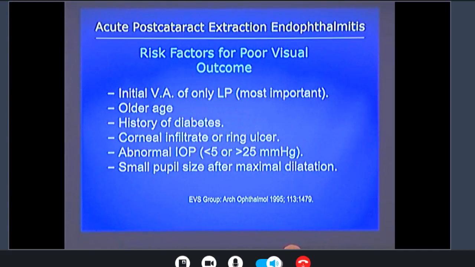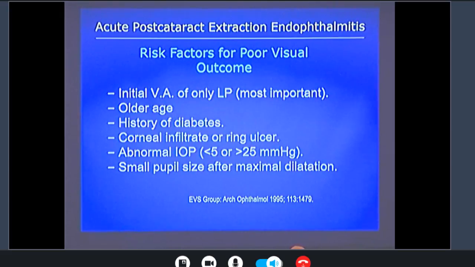Now, there are several studies that looked at the risk factors for poor visual outcome in patients with endophthalmitis. If you have initial vision of only light perception, this is a predictor of poor outcome, and this is the most important predictor of poor outcome, poor initial vision, light perception only. Older age, history of diabetes, corneal infiltrate or ring ulcer. You know, corneal infiltrate or ring ulcer is a sign of an aggressive bacteria.